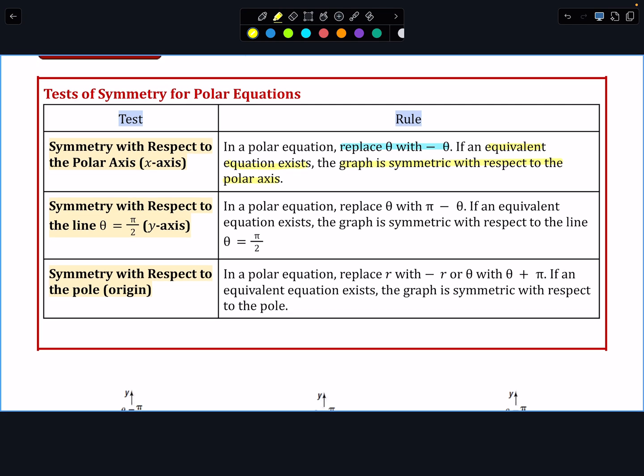If it's symmetric with respect to the line theta is equal to pi over 2, replace theta with pi minus theta. And then same thing, if an equivalent equation exists, the graph is symmetric with respect to the line theta equal to pi over 2. And understand that theta equals pi over 2 is basically like the y-axis.